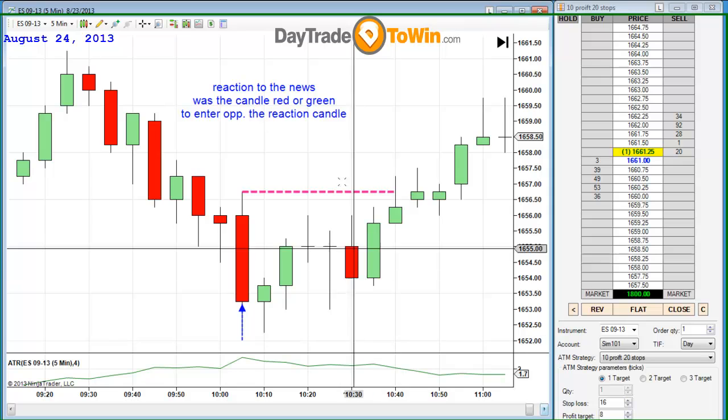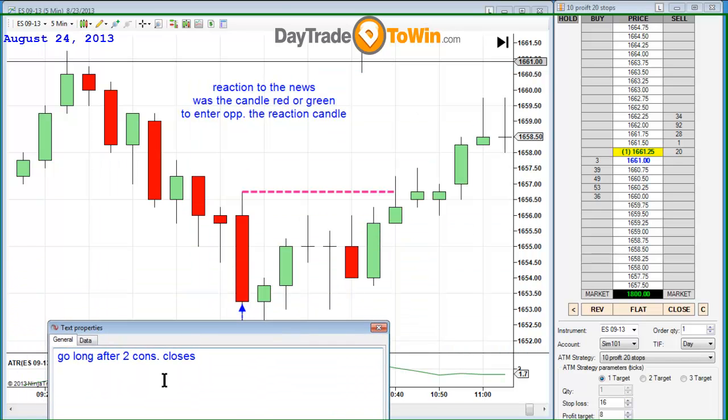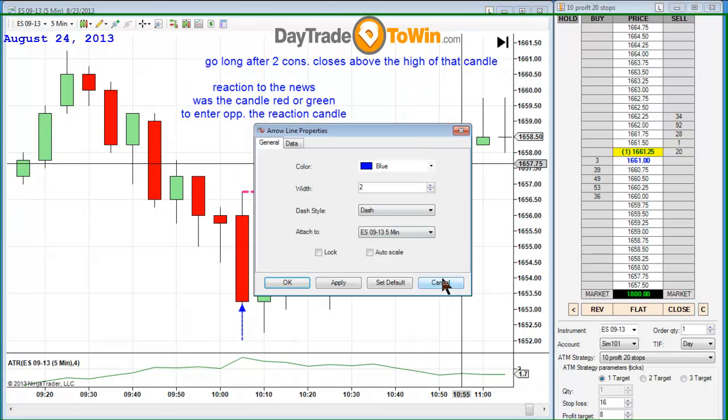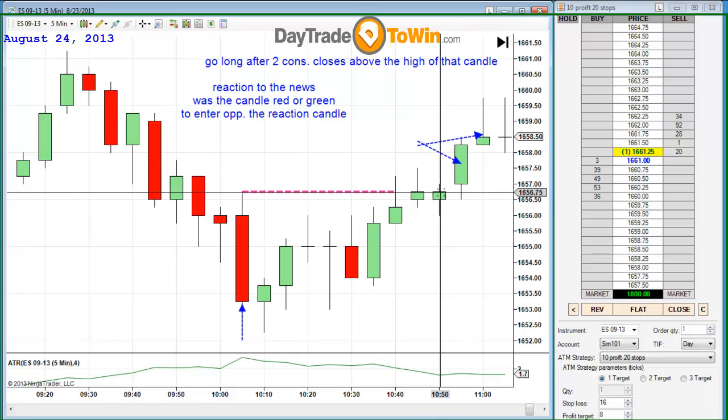Where do I go long? I go long after 2 consecutive closes. In this case, because the reaction bar is red, 2 consecutive closes above the high of that candle, which everyone went short on. So I am going long after I recognize 2 candles have plotted. Okay? So at this point, I go long.